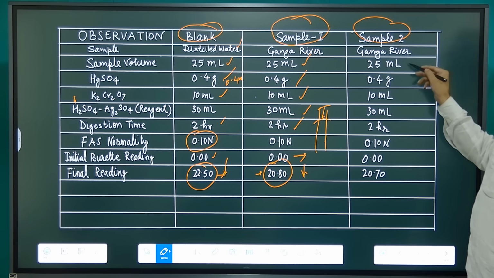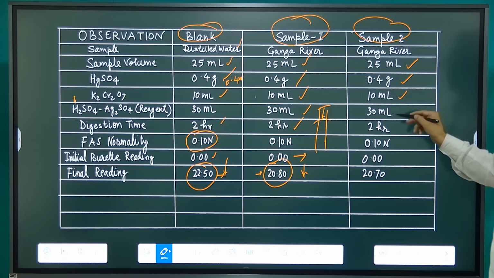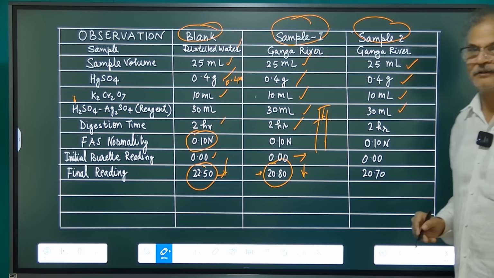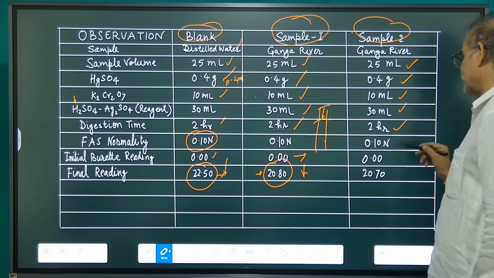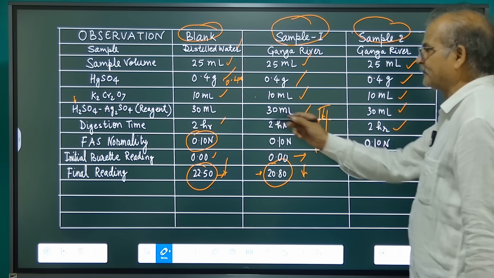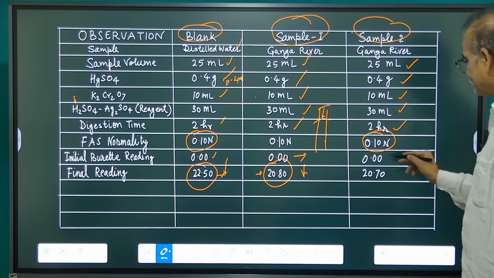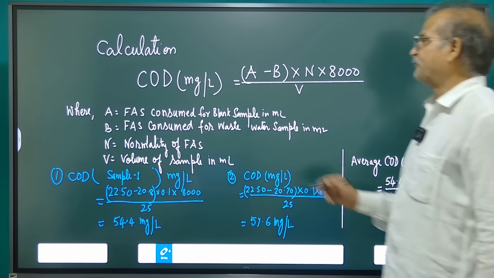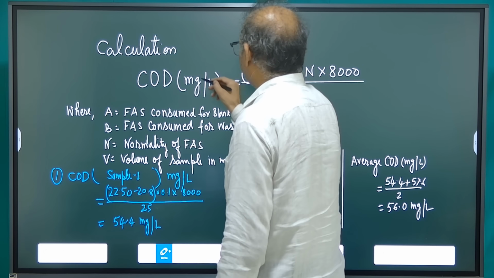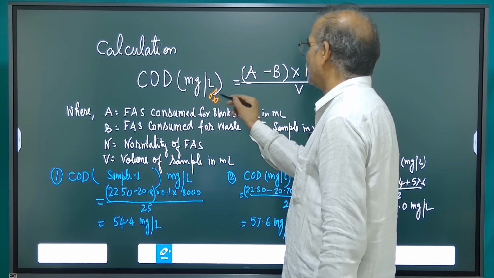Then sample 2: 25 ml, 0.48 grams, 10 ml K2Cr2O7, 30 ml sulfuric acid and silver sulfate. We kept it 2 hours in heating condition. FAS again of 0.10 normality has been used and the final reading has come 20.70. So for determination of COD, the unit is milligram per liter of O2, oxygen.